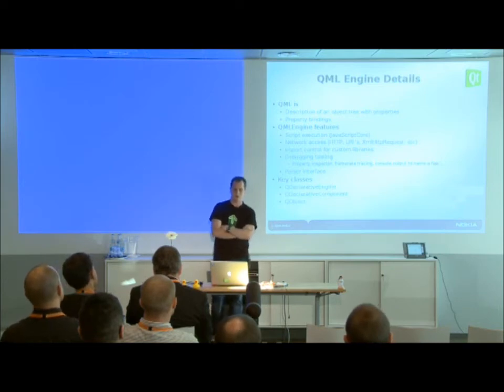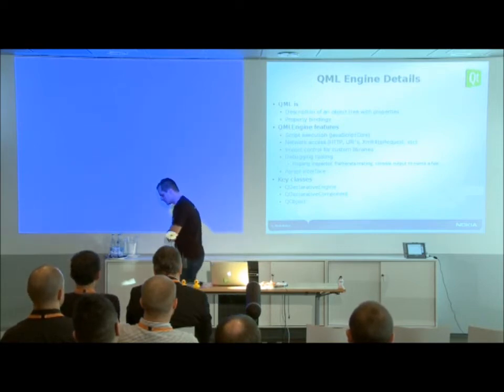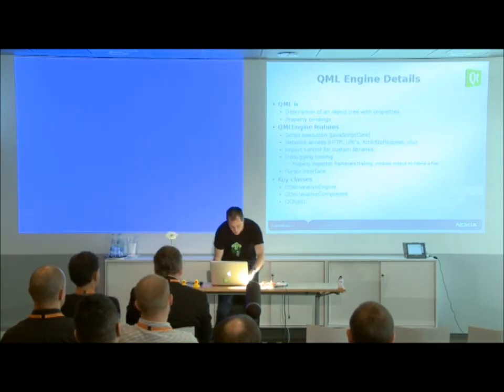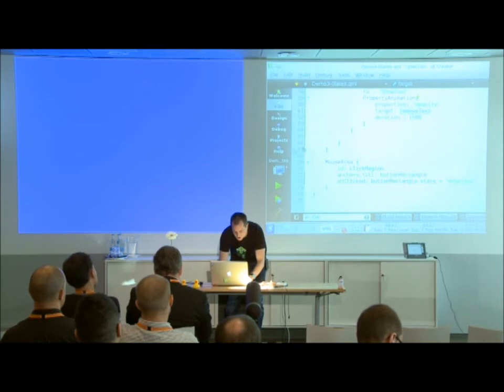QML is a description of an object tree, exactly like HTML, with properties, exactly like HTML. You can bind the properties in between them. So for instance, I can show you, actually, it would be easier to understand.